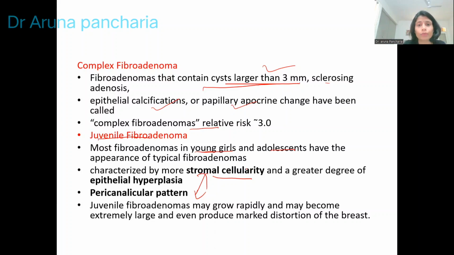Normally, I told you there are two types of epithelium, the inside epithelial and the outside myoepithelial layer. And here there is a proliferation of the epithelial cells. So more than 2, 3, 4 layers may be seen. So there is epithelial hyperplasia, stromal cellularity, and they assume a pericanalicular pattern. So this is seen in juvenile fibroadenoma.